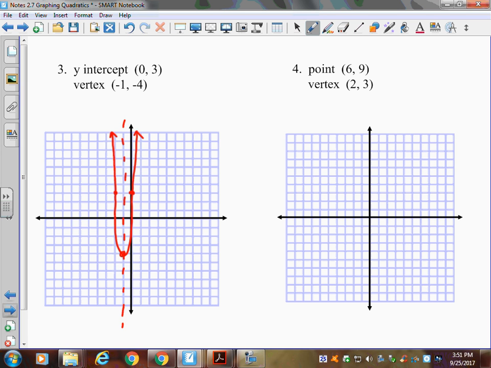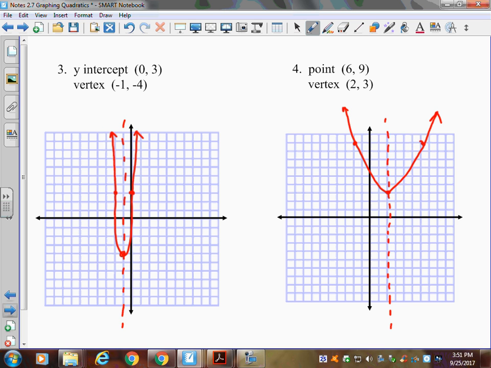With your second example, (2, 3) means go over 2 and up 3 and put your vertex and draw your axis of symmetry down through it. And then you will plot (6, 9). And that point also would need you to open your parabola up. Now that one happens to be 4 away from the axis of symmetry. So if I go 1, 2, 3, 4 away on the other side, I end up with this graph.